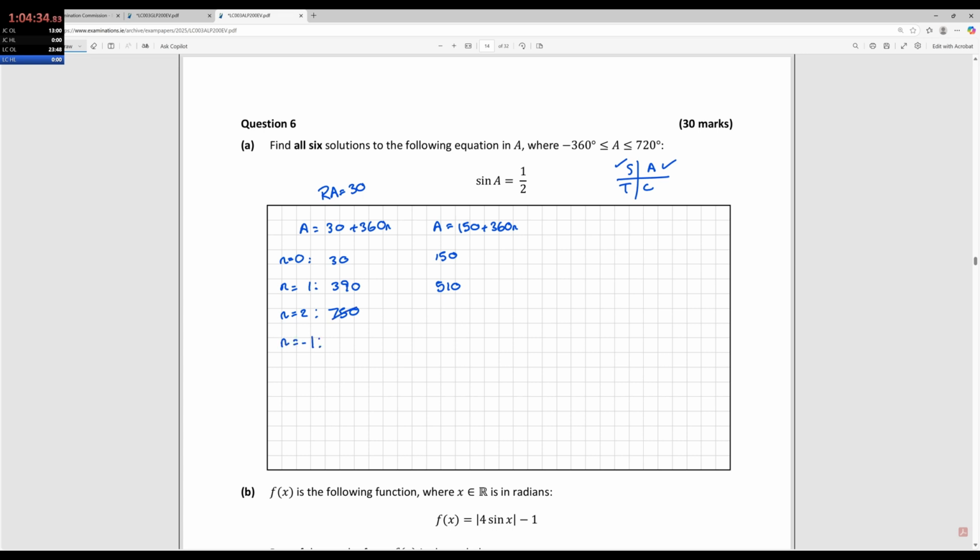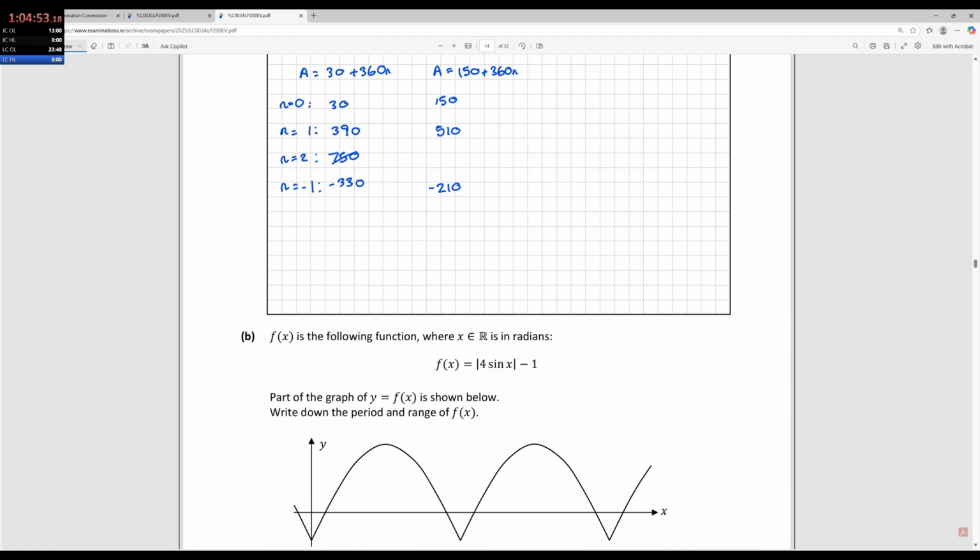And we'd end up with minus 330 and minus 210, I think. Yeah, bit dodgy there. I assume most people get 4 out of 6 anyway, so that's not too bad.